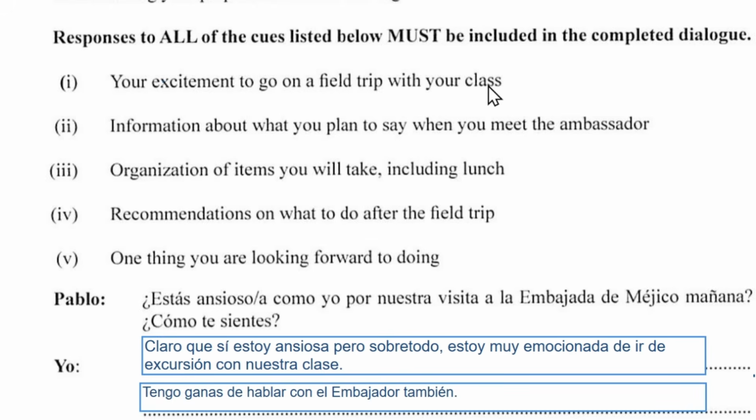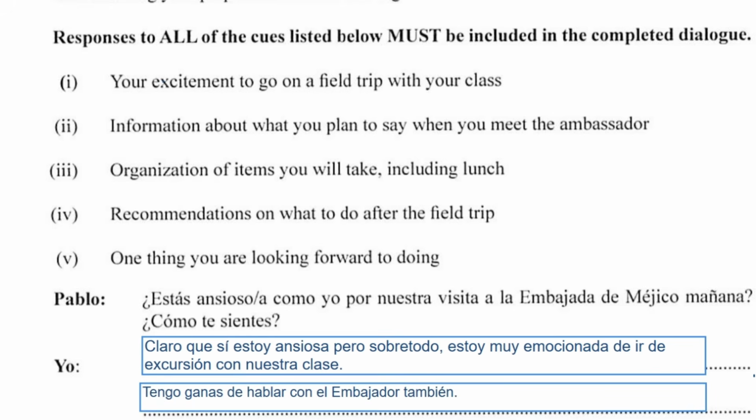So I actually went back and added this because CSEC is very particular. If we had only said, oh, we're excited, who knows if they would detract marks for not mentioning to go on a field trip with my class. So let's definitely add this part to be on the safest side possible.